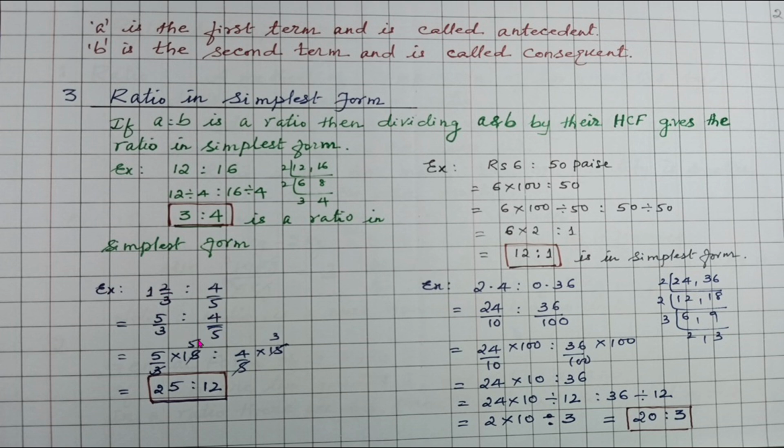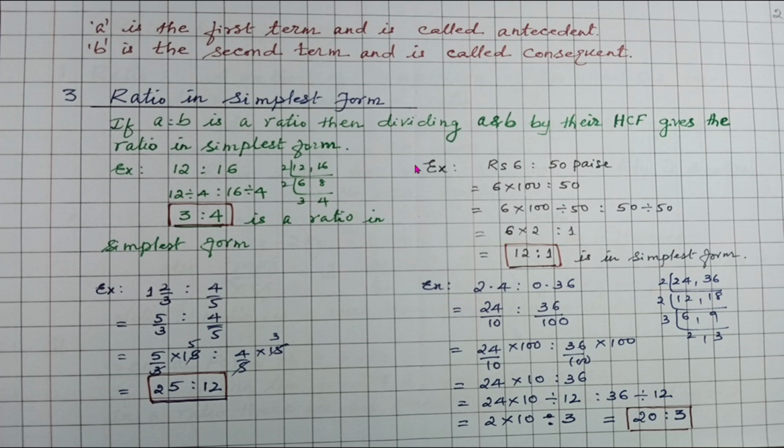Find the LCM of 3 and 5. Multiply the LCM on both the sides. We get 5 by 3 into 15, 4 by 5 into 15. So 3 5s are 15, 5 5s are 25 and 4 3s are 12. So the ratio of these two is 25 is to 12. So that is how we write the simplest form of any given ratio.